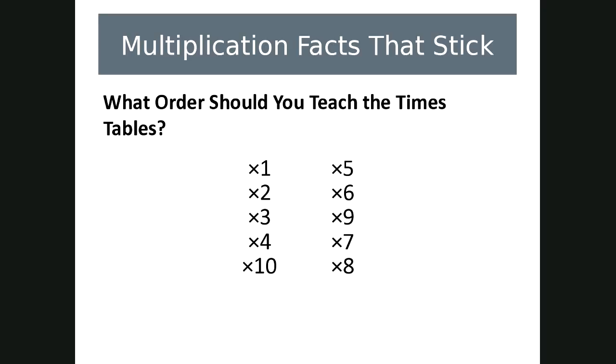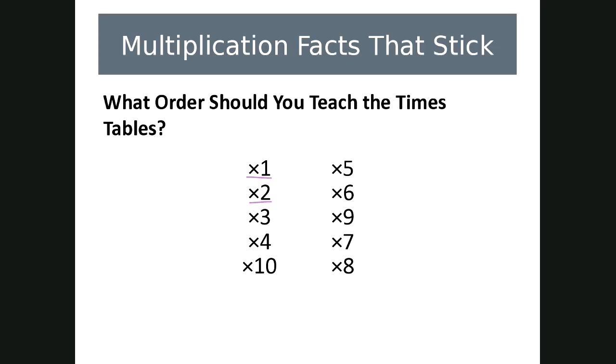So first of all, let's start with the easiest, with the times 1, 6 times 1, 7 times 1, where those are all very easy. Next, times 2 builds on that, where children can learn to just double the number that they're multiplying times 2. So 7 times 2 is 14. All you have to do is double the 7.